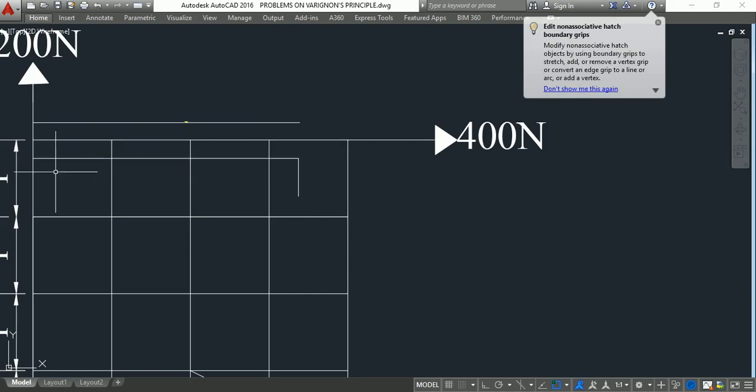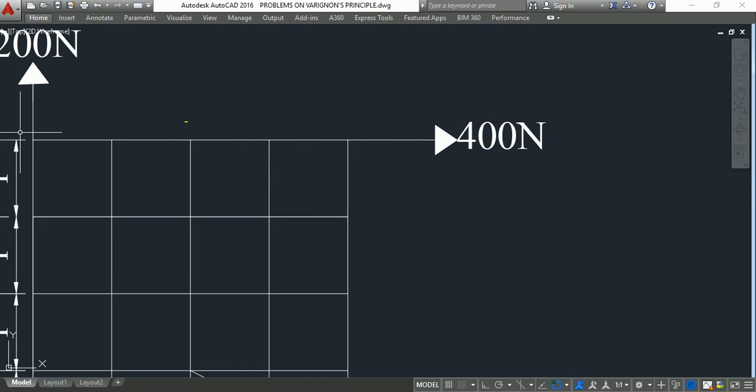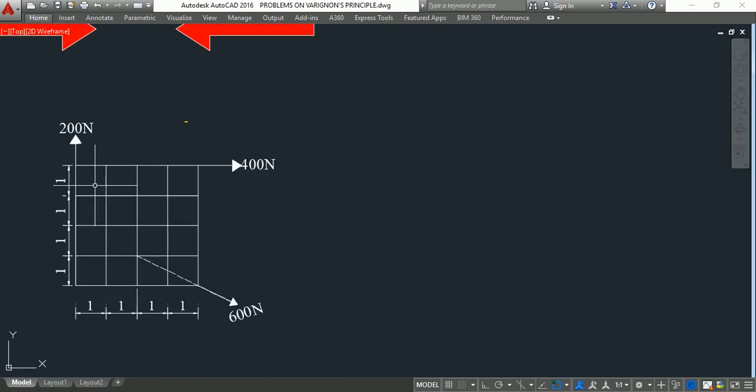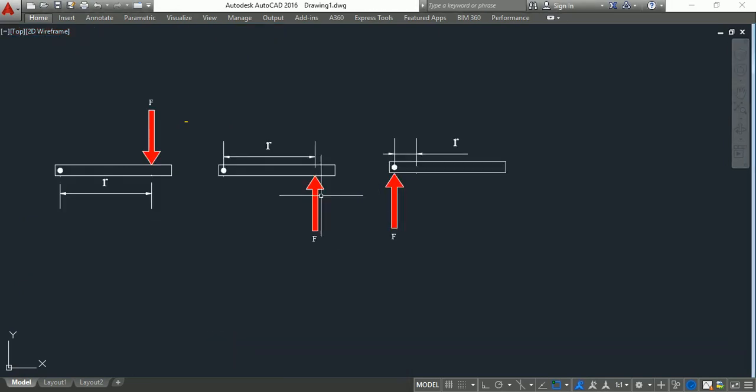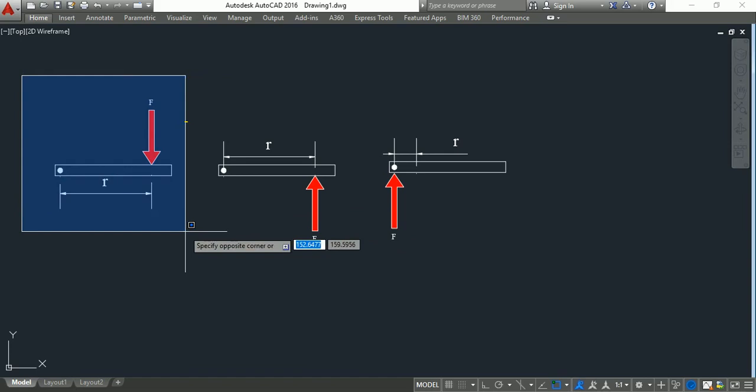So to give a still clearer imagination of this, I have drawn some bars here. See here, this dot is the fixed point of this bar, and the force F is acting at a distance r. Let us select this whole body.